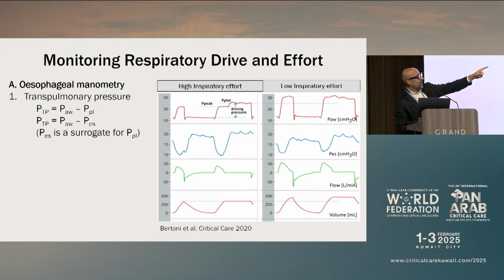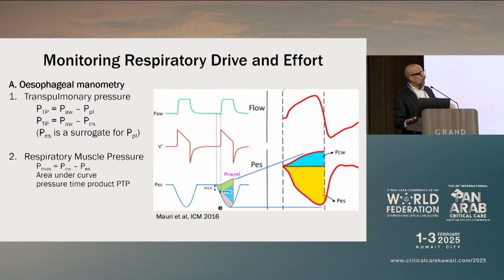You can see from the blue deflections on the left here that there is increased inspiratory effort compared to the patient on the right, where there is low inspiratory effort. There's the idea of PMUS, which is quite complicated, but I want to just point your attention to the pressure time product, which is the area under the graph of the curves generated by esophageal pressure, and that's really the gold standard of how much respiratory drive there is.